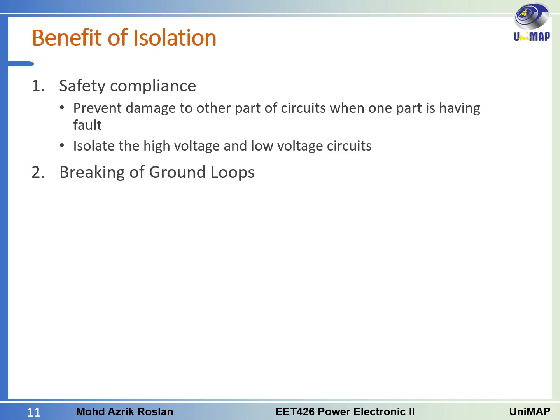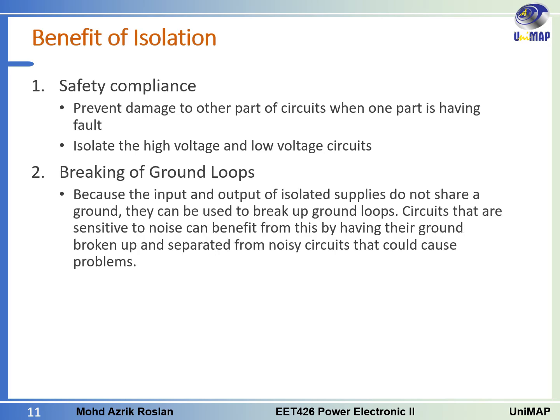The second advantage is that you can break the ground loop. What we mean by ground loop is that for the non-isolated DC to DC converter, the ground is connected from the input to the output. So if you have some noise at the input side, it will affect the other side. And the third one is that you can have floating outputs and level shifting.